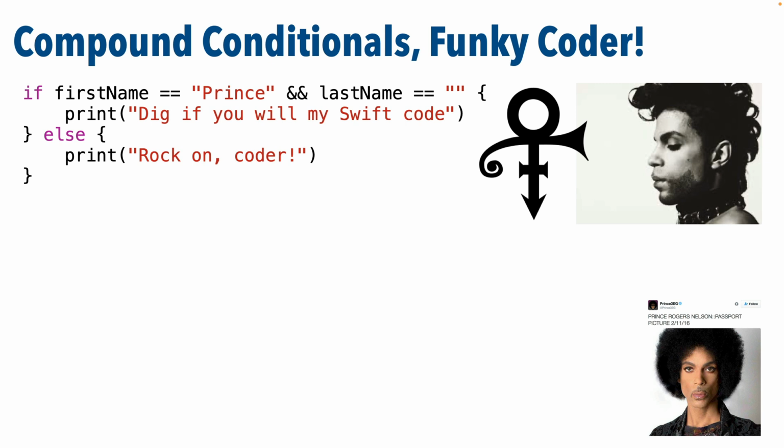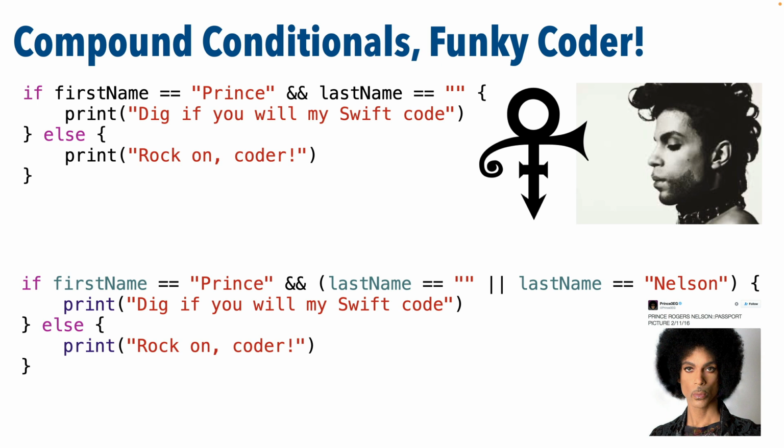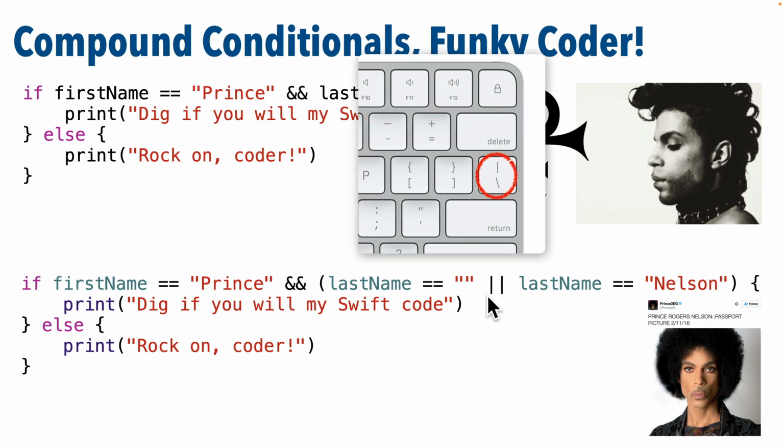So, what we'd like to do is offer up the princely greeting if the person's first name is Prince and the last name is either empty string or Nelson. And to do that, we'll use the conditional OR operator. That's two bar characters, no space in between them. The bar characters are almost never typed, but on a US keyboard you'll find the bar character as the shift backslash key, which is just above the return key.